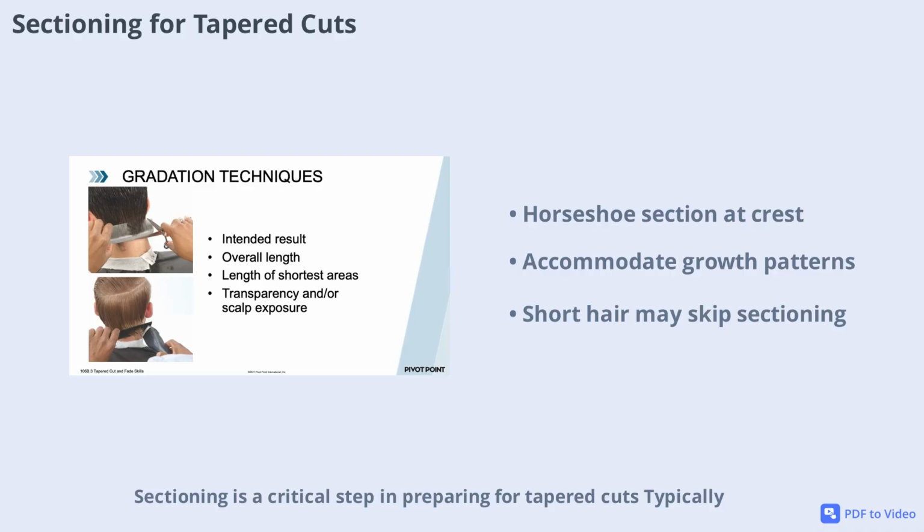Sectioning is a critical step in preparing for tapered cuts. Typically, a horseshoe section is created at the upper crest, also known as the parietal ridge. This section may drop down in the back to include crown lengths, accommodating variations in growth patterns. For clients with very short hair, sectioning may not be necessary. Proper sectioning ensures you maintain control and consistency throughout the haircut, setting the stage for clean, precise results.